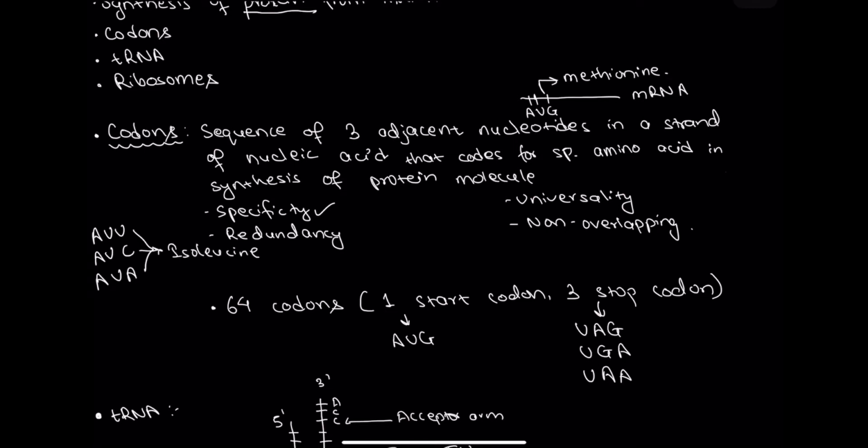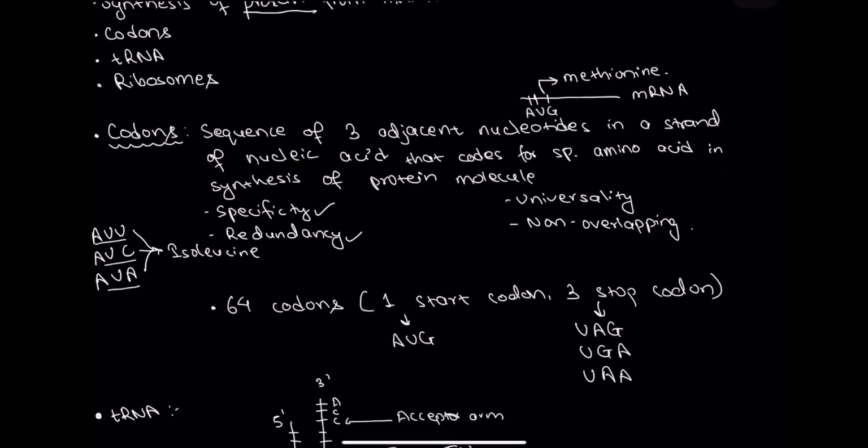That means this AUU always codes for isoleucine. This AUC will also always code for isoleucine, and AUA will also always code for isoleucine. But isoleucine has three different kinds of codons that code for it.